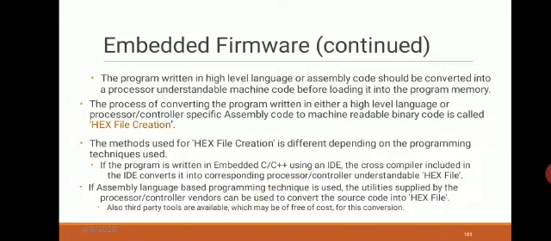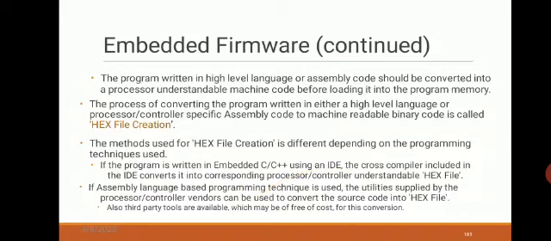The program written in high level language or assembly code should be converted into processor understandable machine code before loading into the program memory. This you all already know. The process of converting a program written in either high level language or processor or controller specific assembly level language to machine readable binary code is called hex file creation. We have seen in the lab, once you do build, it is building the hex file. Hex file is nothing but zeros and ones.